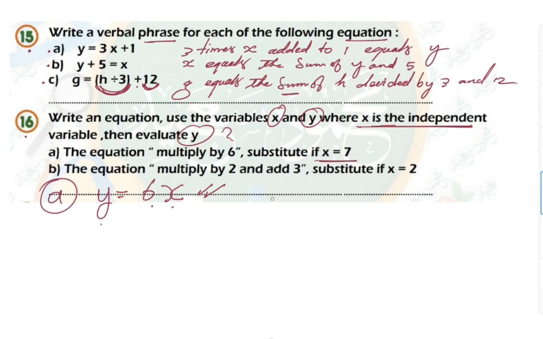Now I need to find the value of y. If x equals 7, I will substitute x by 7. 6 times 7 equals 42. That's the value of y.